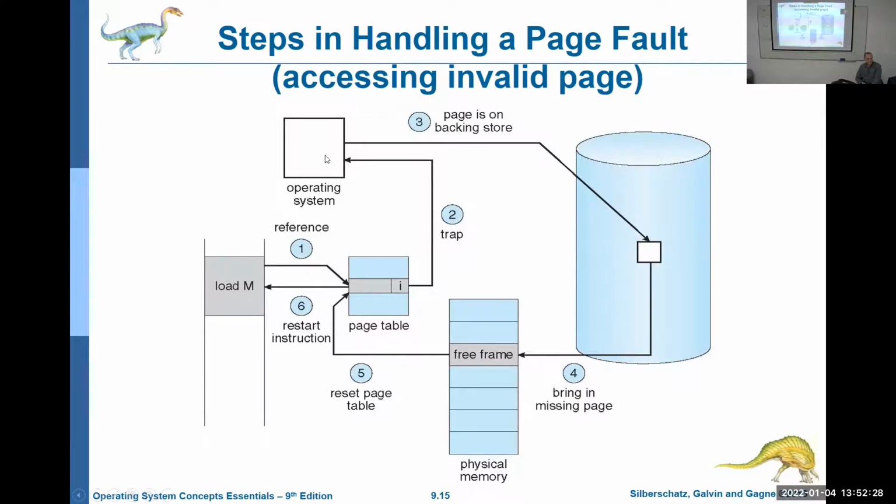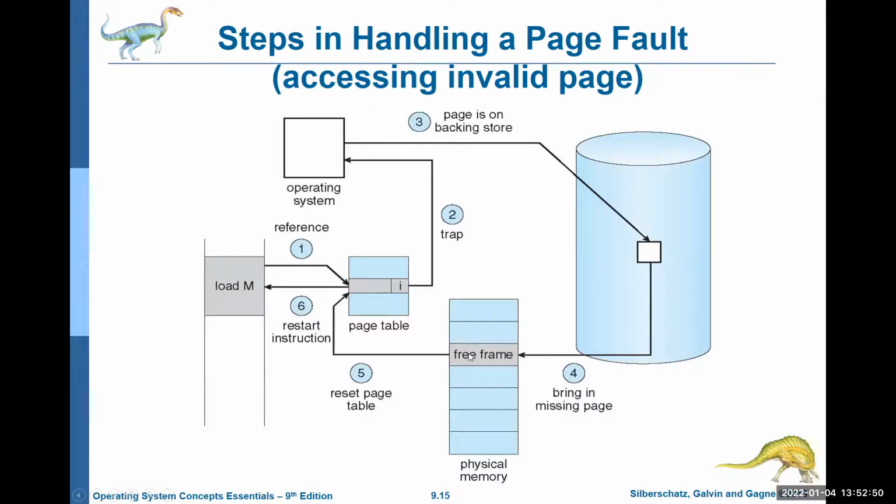Is it an invalid location, or is the page on the backing store? If the page is on the backing store, which is what we're trying to describe, then go find that page. The operating system will have to keep track of where those pages are. Then bring in the missing page and put it in a free frame, because the operating system will check its list of free frames.